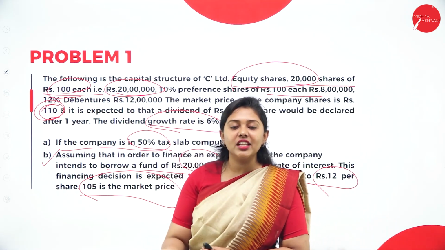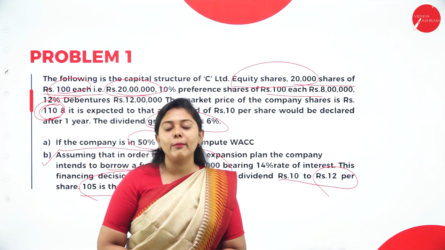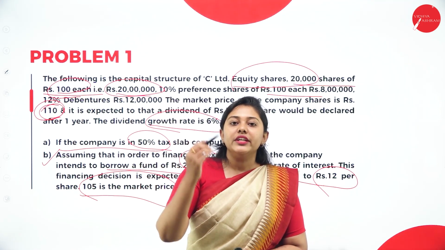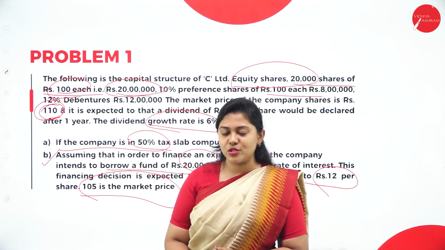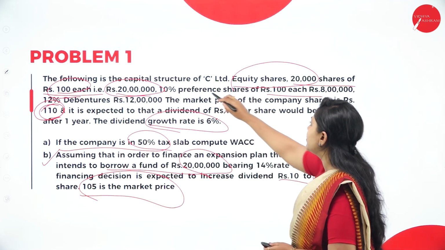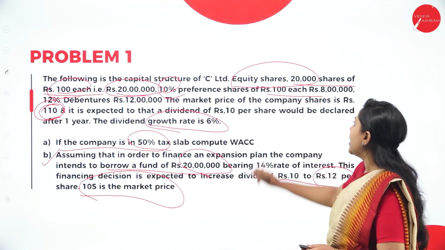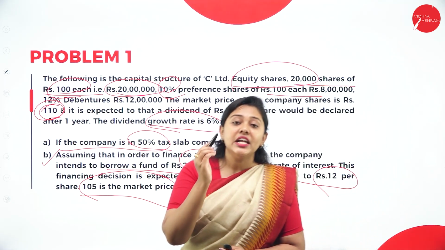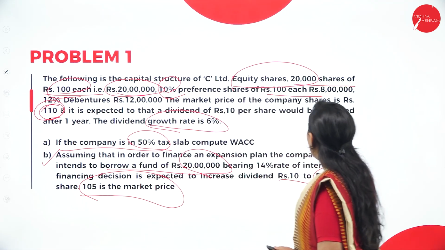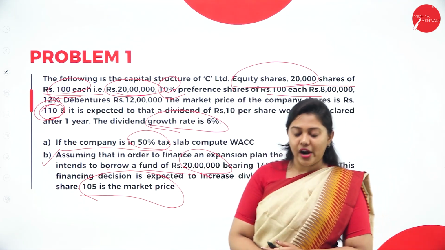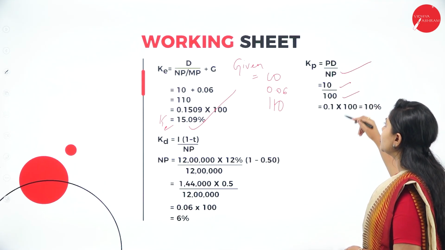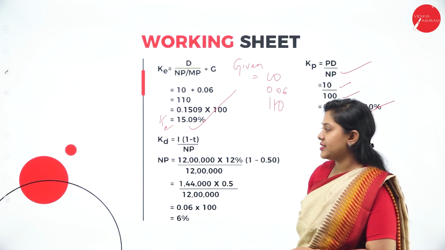And the next is, they have given information regarding 10% preference shares of rupees 100 each, of rupees 8 lakh. So it is an irredeemable problem. What is the formula? Cost of preference is equal to dividend divided by net proceeds. The 10% dividend is on 100 rupees, so your dividend will be 10 rupees and your net proceeds will be 100. If you substitute the values, you'll get 10%.